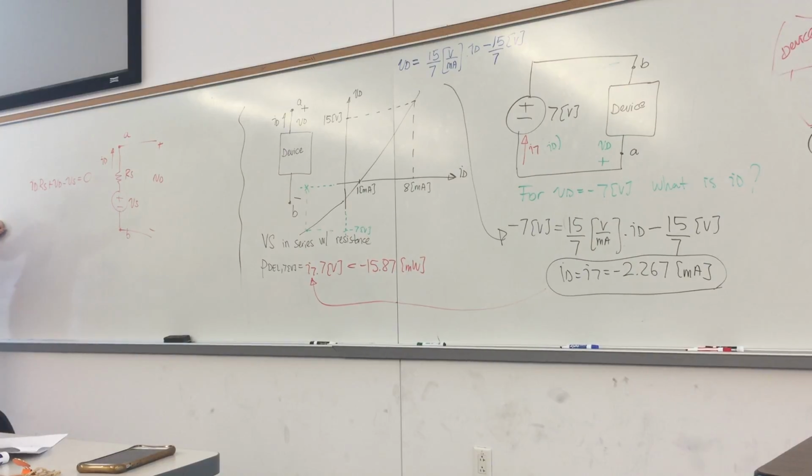Then I know two ID-VD pairs over there. For ID being 1 milliamp, VD becomes what? 0, so RS times 1 milliamp minus VS equals 0. For ID equal 8 milliamps, what is that? 15 volts, so 8 milliamps times RS plus 15 volts minus VS equals 0. Equation 1, equation 2, solve to get RS and VS.